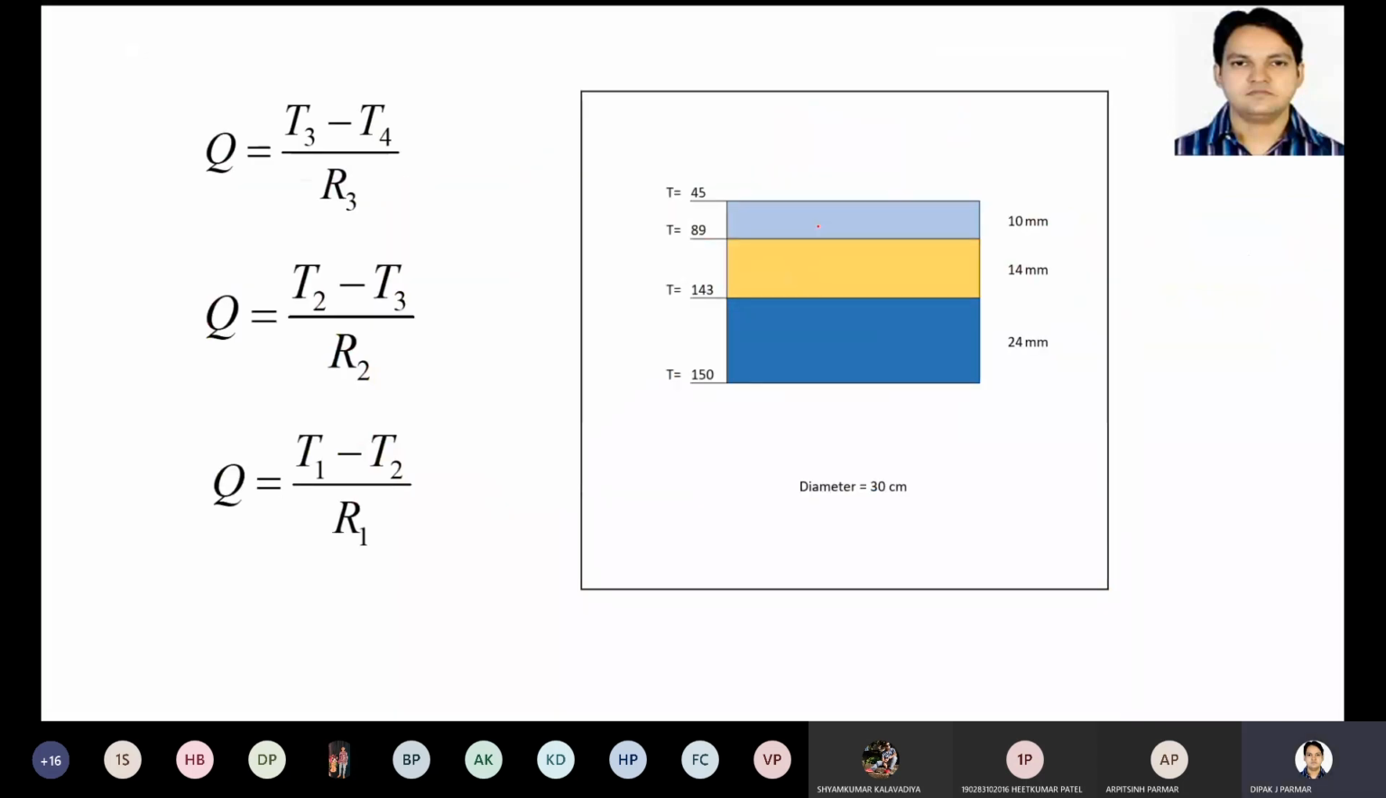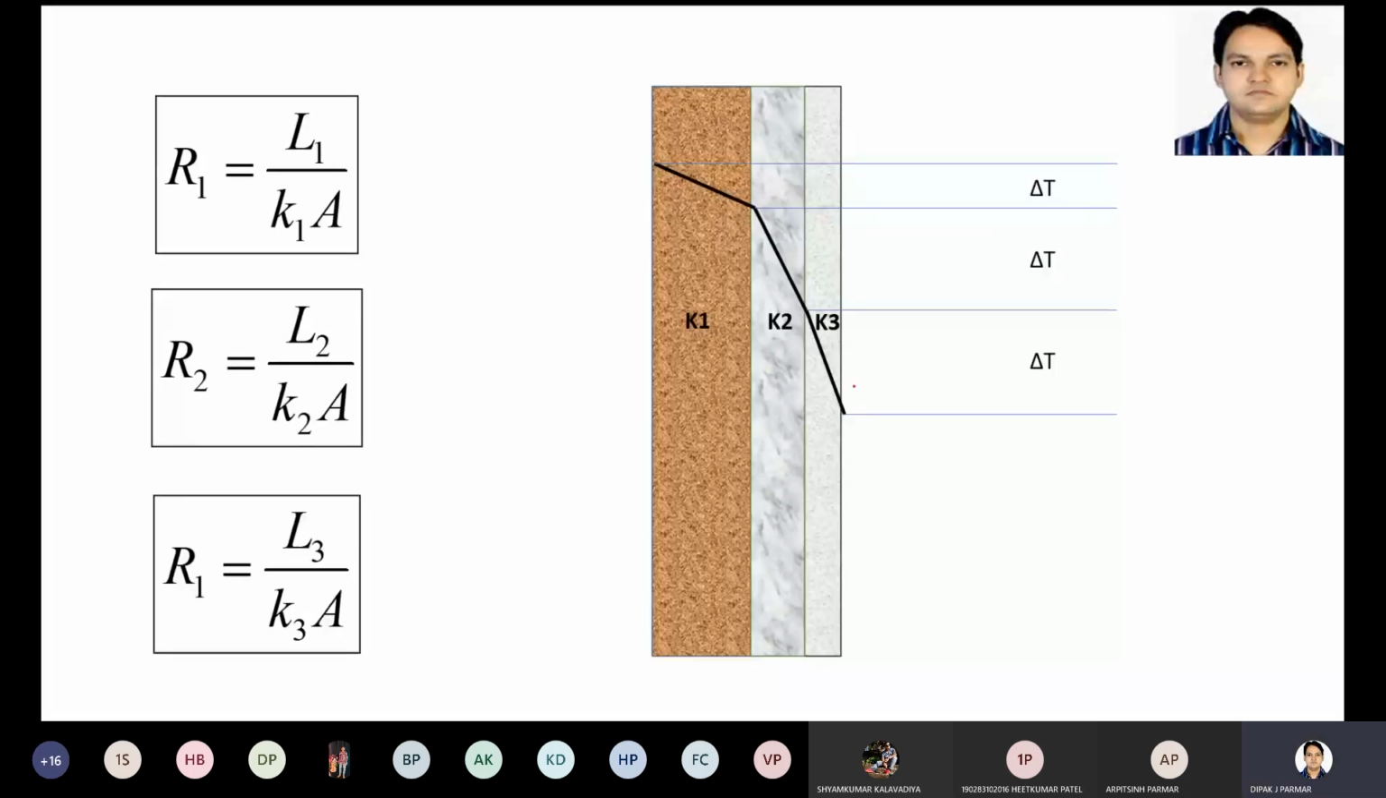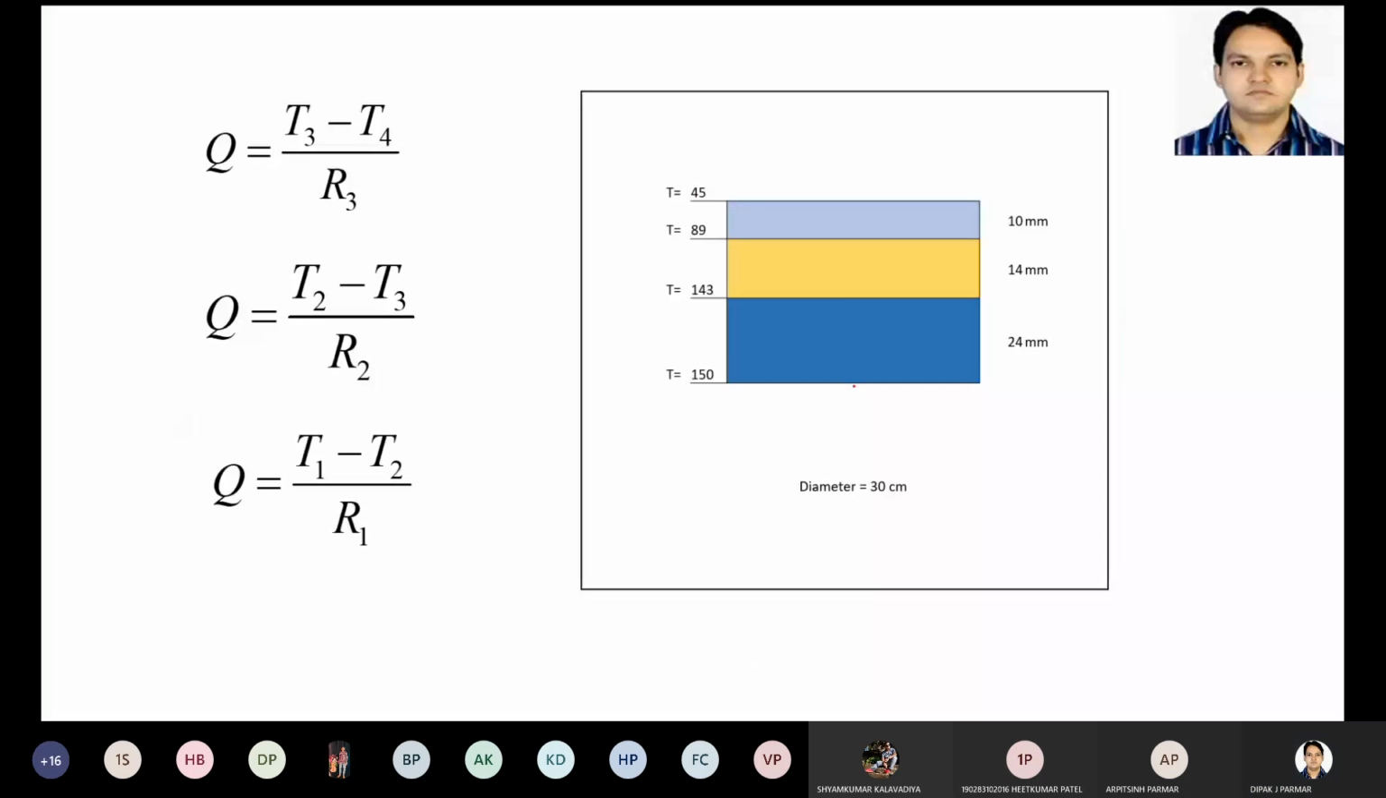As I mentioned, Q equal to (T1 minus T2) upon R1, Q equal to (T2 minus T3) upon R2, and (T3 minus T4) upon R3. And these temperatures are known to us. So once you have these values known to us, we will get R1. Same way from here we will get R2, and from here we will get R3. So R1, R2, R3 thermal resistances are known to us.